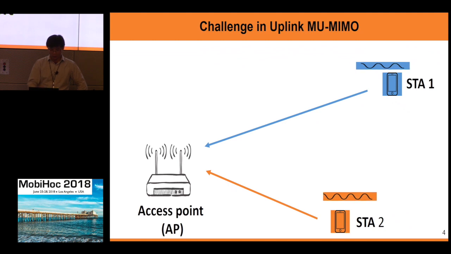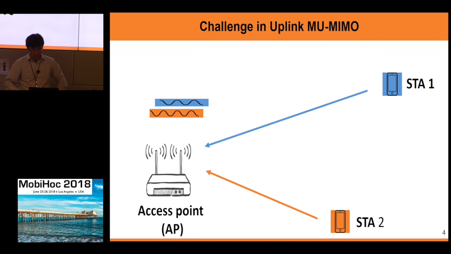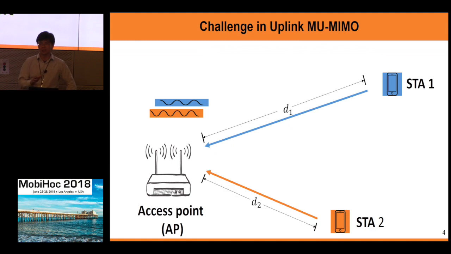Also, because of the different propagation distances, the propagation delays will be different, and the timing alignment of the two stations differs too. So the received signals at the access point will be misaligned in the time domain and also misaligned in the frequency domain. These two misalignments make it difficult for the access point to decode the signal. That's the challenge for uplink multi-user MIMO in a distributed network.